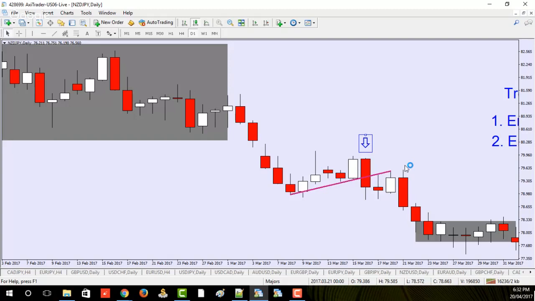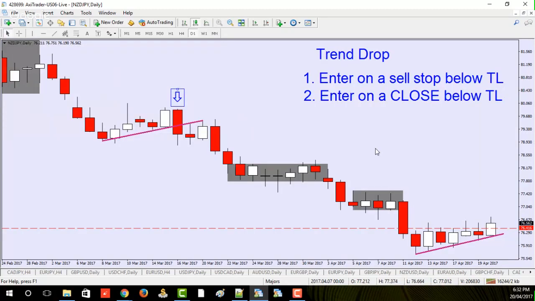So are there any questions about the trend drop? It's a very simple idea. Again, you're just using that trend line to contain the retracement. If the market breaks that trend line, it's over.